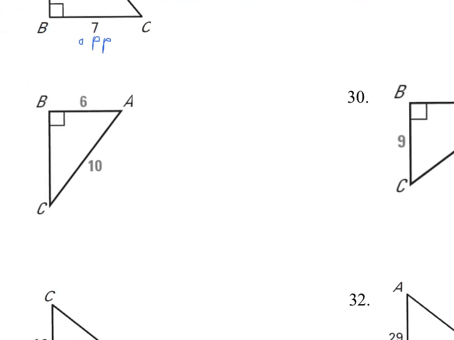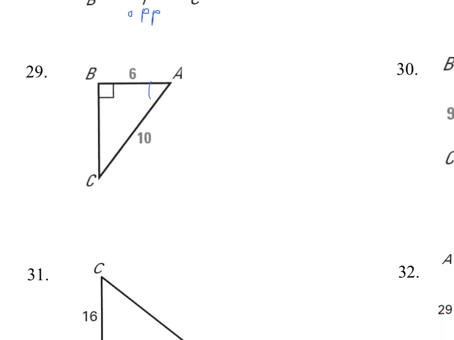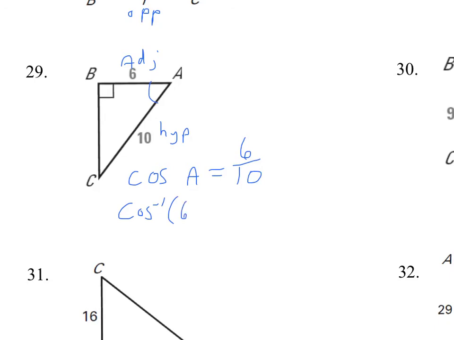All right, number 29. From A's point of view, we have hypotenuse and we have adjacent. So this will be another cosine. Cosine of A is 6 over 10. What is A? Well, for that, you have to do the inverse cosine of 6 over 10. And that will tell us that the measure of angle A is 53.1 degrees.